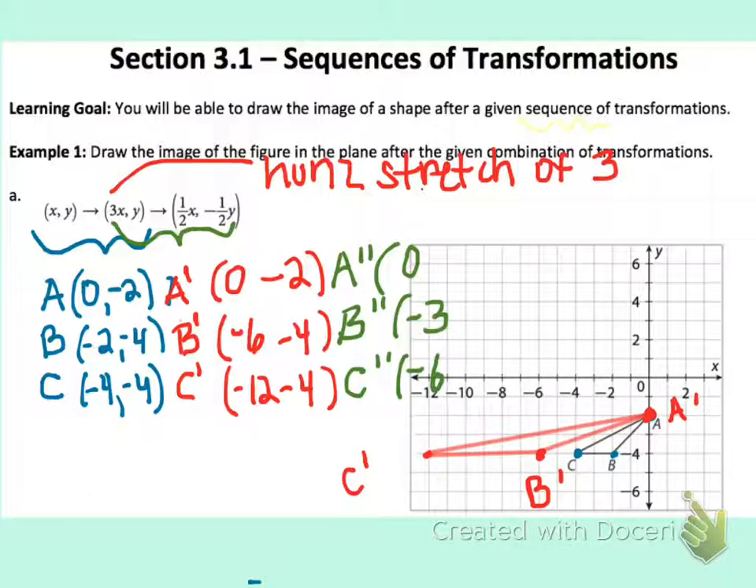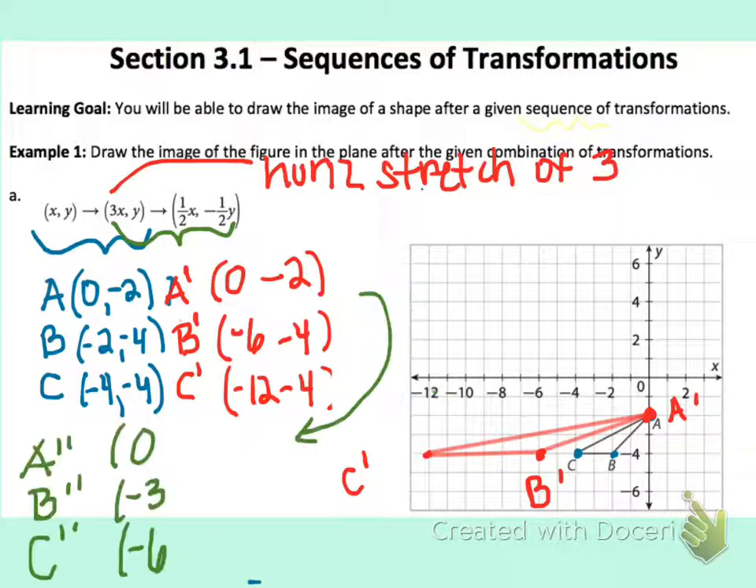Now to get the next coordinates, and actually I'm going to rewrite these down here. For the second coordinates, or the y coordinates, I multiply by negative 1/2. So negative 2 times negative 1/2 makes positive 1. Negative 4 times negative 1/2 makes positive 2. And negative 4, again, times negative 1/2 makes positive 2. So here are my new coordinates.